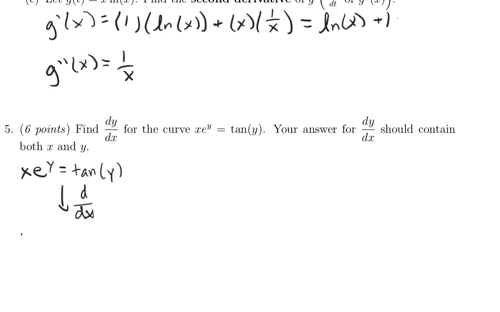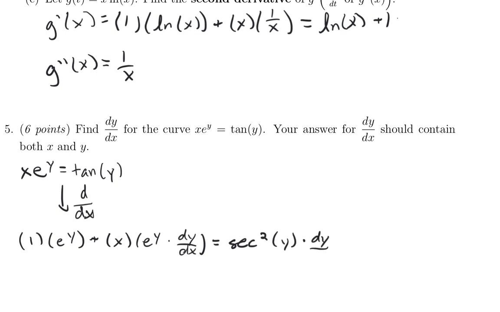And so we're going to do derivative of the first times the second plus the first times the derivative of the second. And when we do this, we have to bring in dy dx because we're taking the derivative of e to the y, which has a y involved. And then on the right side, this is going to be secant squared of y times dy dx. And again, that dy dx happens because we're taking the derivative of a function that has y in it. Okay, so from this point to solve for dy dx, we're going to get everything with a dy dx on one side and everything without it on the other.